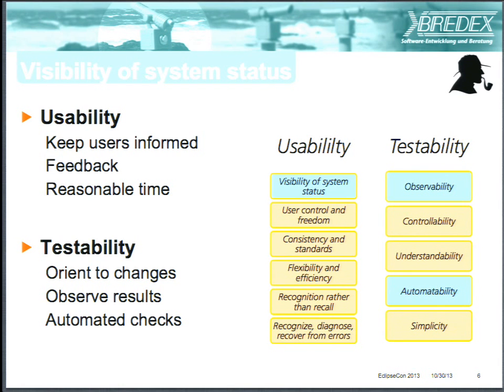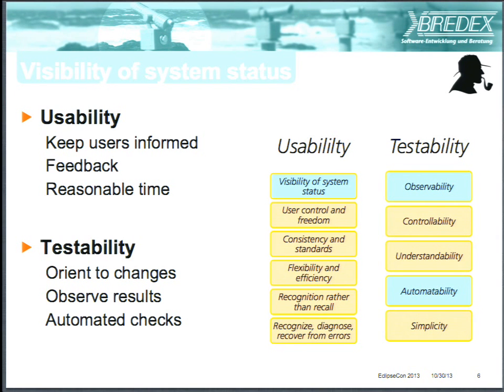I can talk about this for hours, I'm not going to. And the same kind of thing is what we're talking about when we're talking about system status. What can I orient to? How do I know that it's done what it's supposed to do, or that it is doing what it's supposed to do? How can I as a user, or how can I as a tester, or as a test tool, see what's going on? So the idea from the usability perspective is we keep users informed, they get feedback, and they get it in reasonable time.